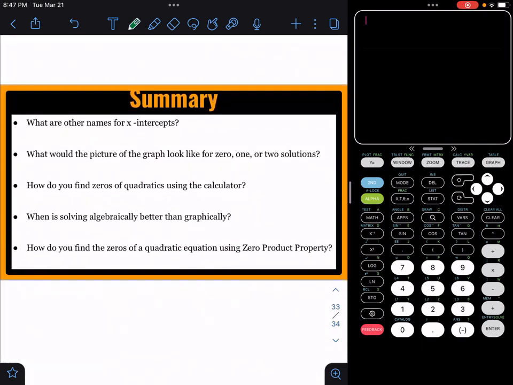Alright, so let's just summarize real quick. What are other names for x-intercepts? Other names could be roots, solutions, or zeros. What would the picture of a graph look like if there's 0 solutions? That would mean you would have a graph that doesn't ever touch the x-axis. For one solution, it would touch it once, and for 2 solutions, it would go through it twice.